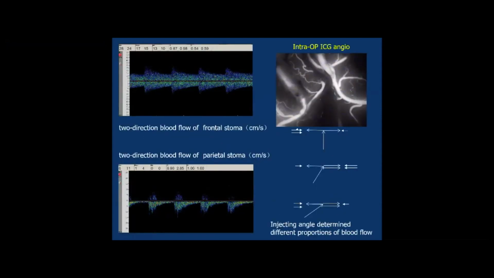So in intraoperative Doppler, we can see the 2-direction blood flow, and almost all the successful bypass was 2-direction. Actually, adjusting the injecting angle can adjust the different proportion of the blood flow.